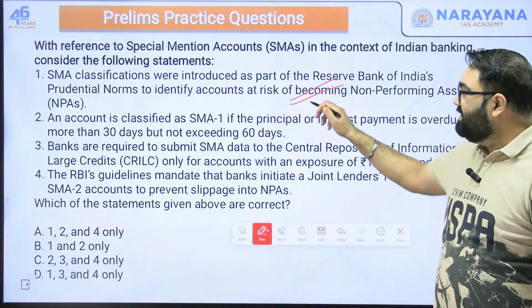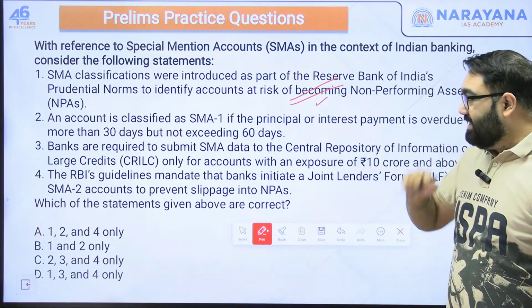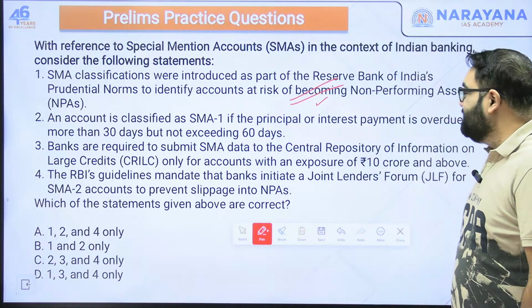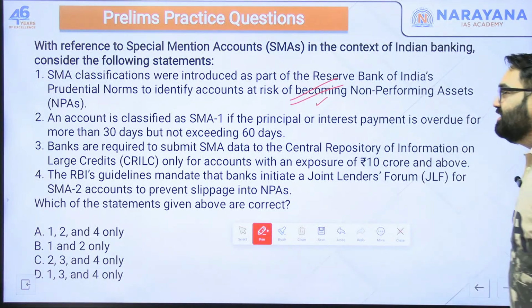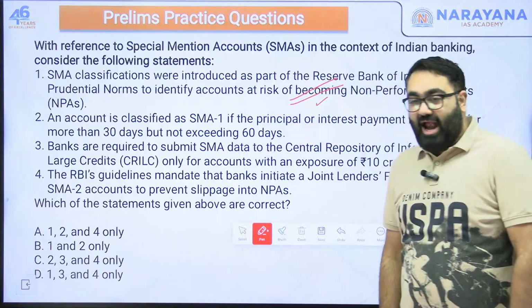So that is correct. Second, an account is classified as SMA 1 if principal or interest payment is overdue for more than 30 and not exceeding 60 days.